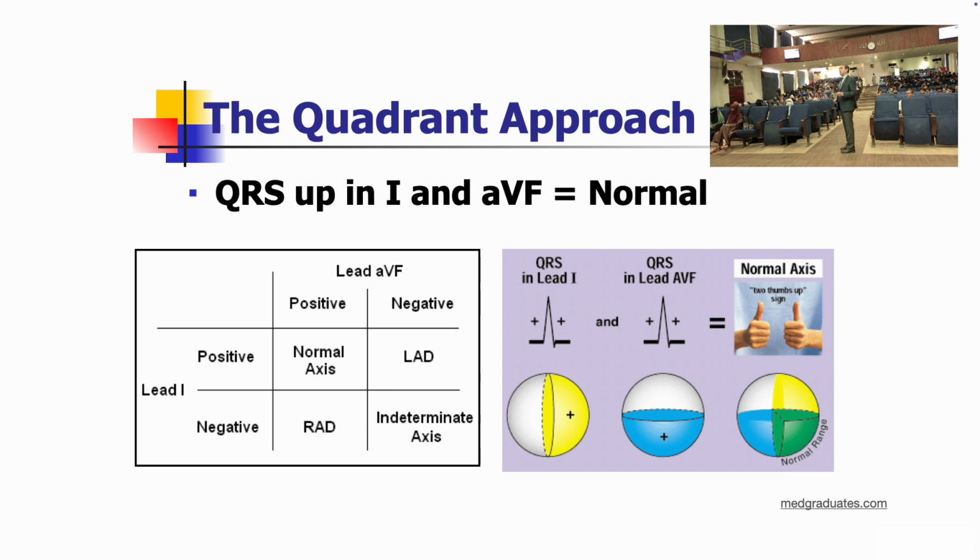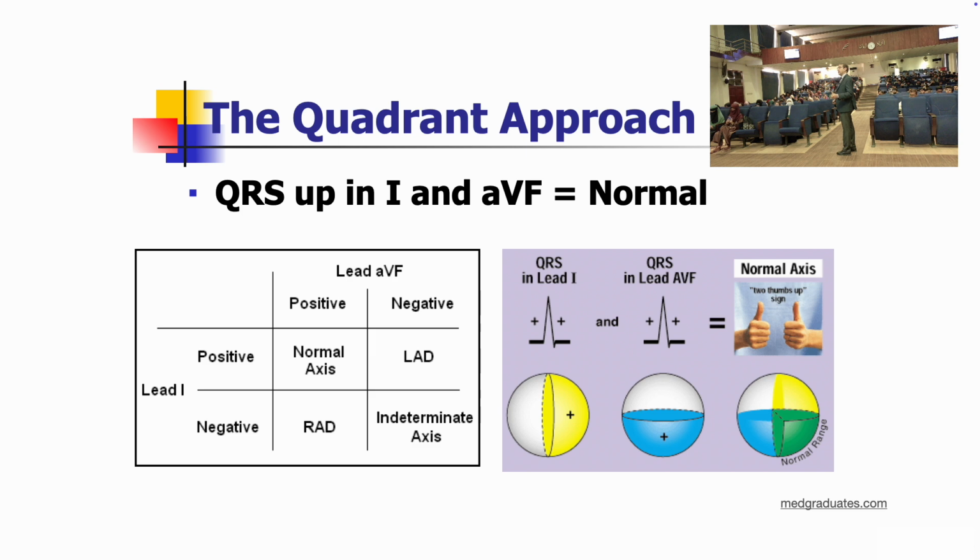Now, how to calculate? We call it the quadrantic approach. Use lead 1 and AVF. Remember, lead 1 is 0 degrees, AVF is 90 degrees. So we use these two leads. This is lead 1, this is AVF. If lead 1 is positive, that means upward, and lead AVF is also positive, upward, this is normal axis.